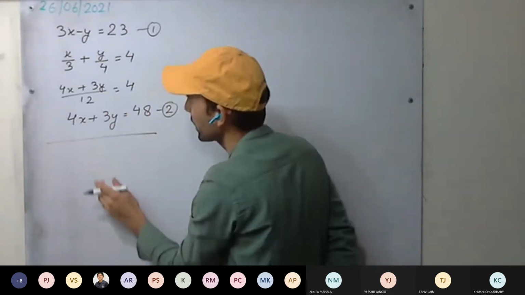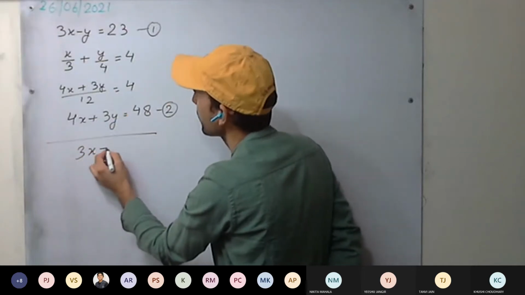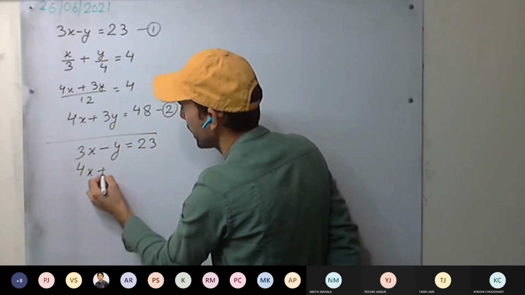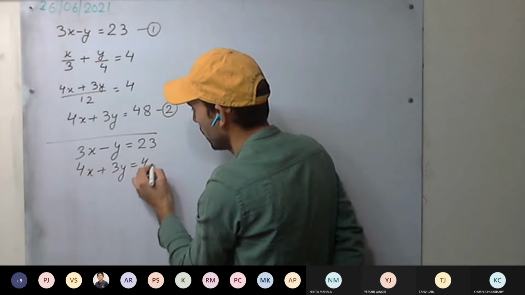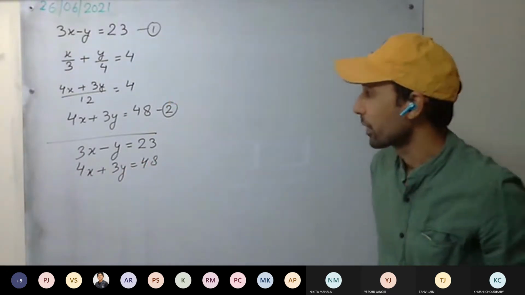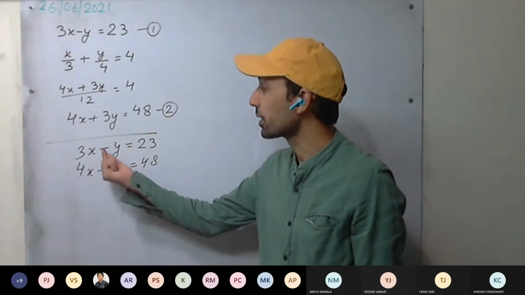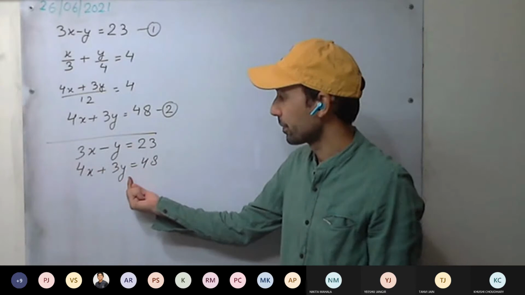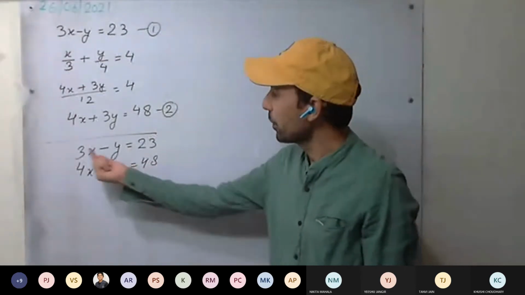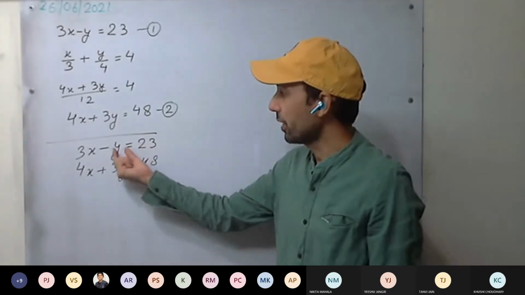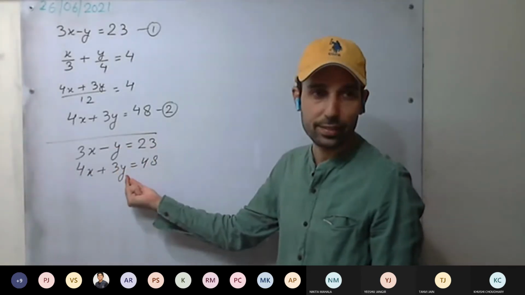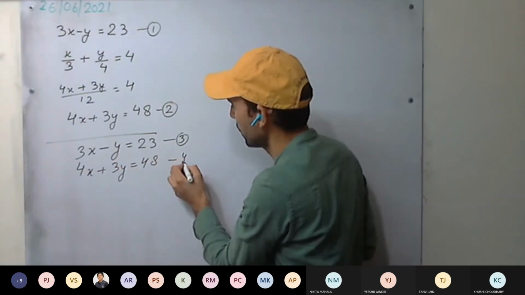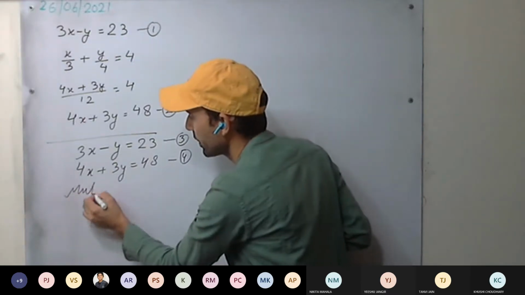I'm writing these two equations here so that we can compare. 3x minus y equal to 23 and 4x plus 3y equal to 48. Now see here, whose coefficient should we make equal, x or y? Which is easier? Because if we multiply the first equation by 3, we get minus 3y here and plus 3y there. Yes or no? This is our third equation and this is our fourth.